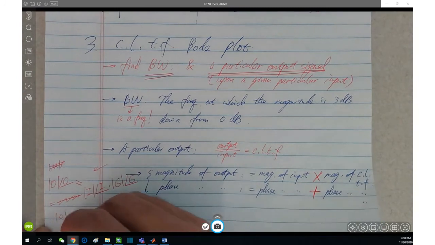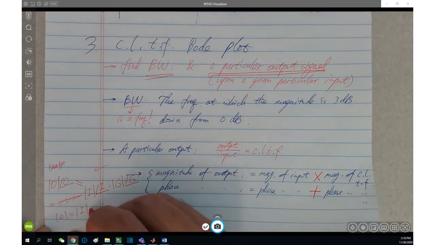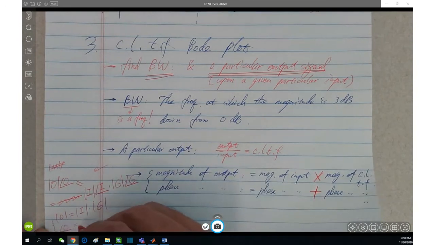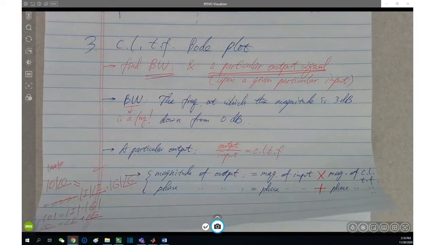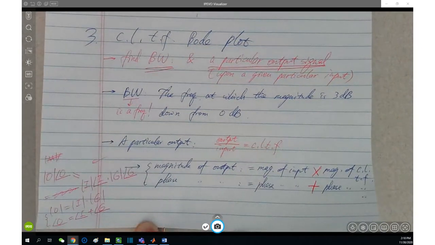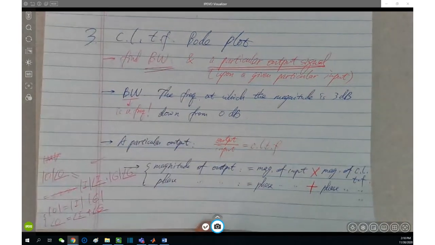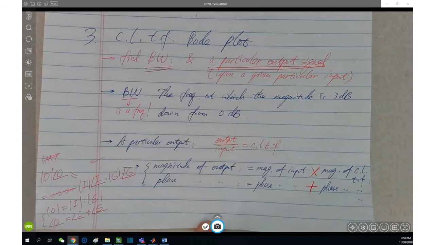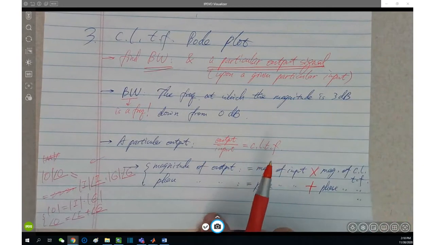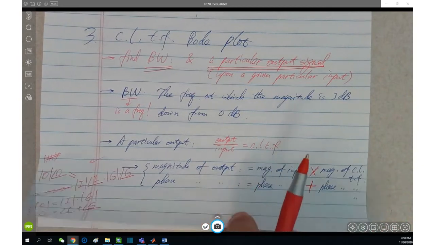Then your magnitude of the output equals to what? Magnitude I times magnitude G, right? Phase angle of output equals to what? Does it make sense? You have this. Of course, once again, you have to be given a particular input. Without input, you can never find the output signal.